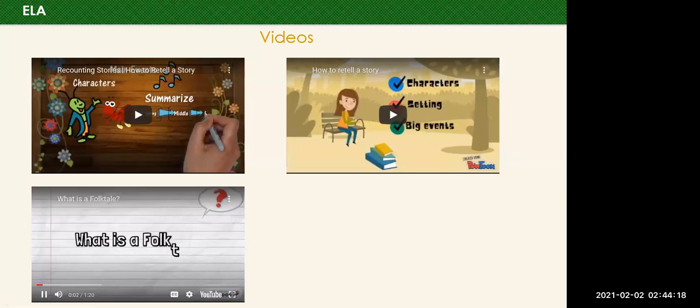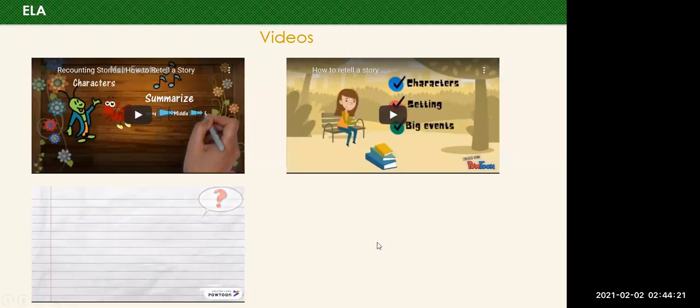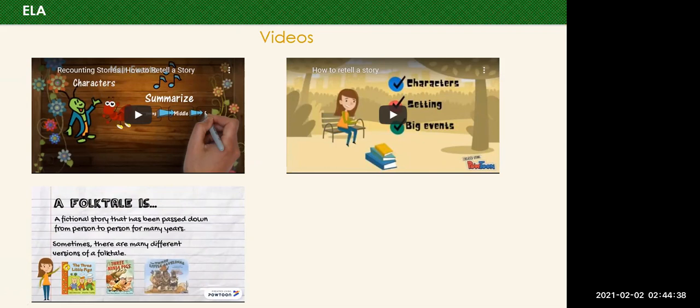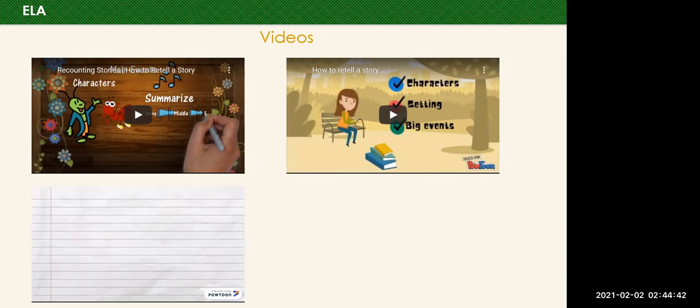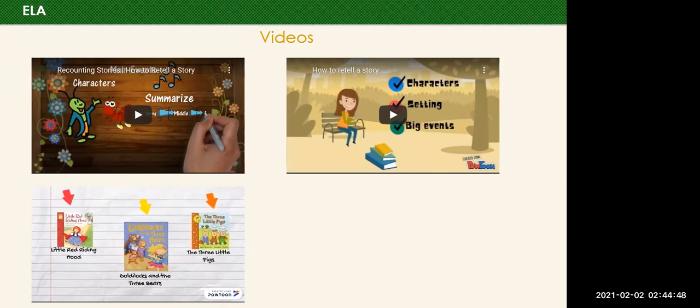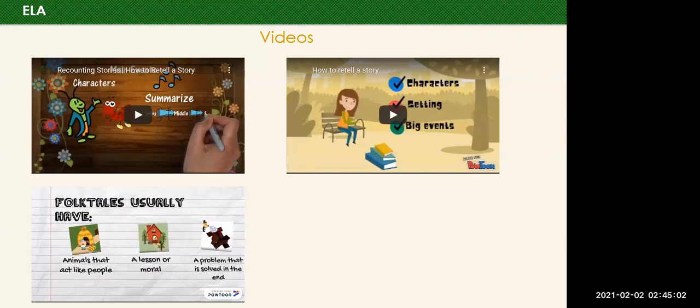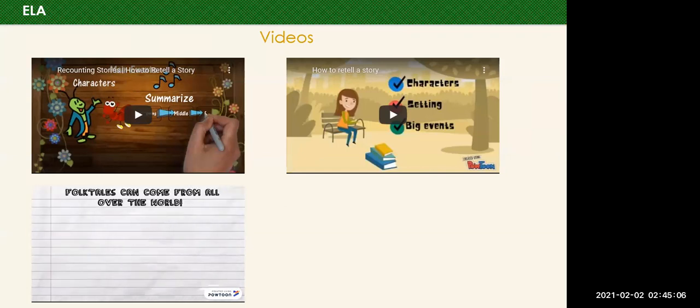Today we will learn what is a folktale. A folktale is a fictional story that has been passed down from person to person for many years. Sometimes there are many different versions of a folktale. You may have read these folktales before. Little Red Riding Hood, Goldilocks and the Three Bears, and the Three Little Pigs. Most folktales usually have animals that act like real people, a lesson or moral, and a problem that gets solved in the end. Folktales can come from all over.